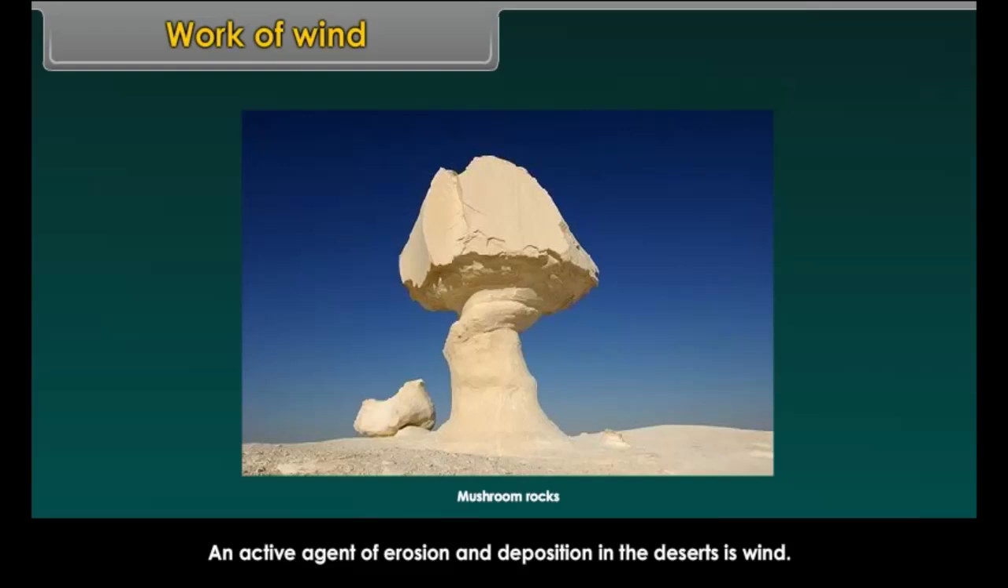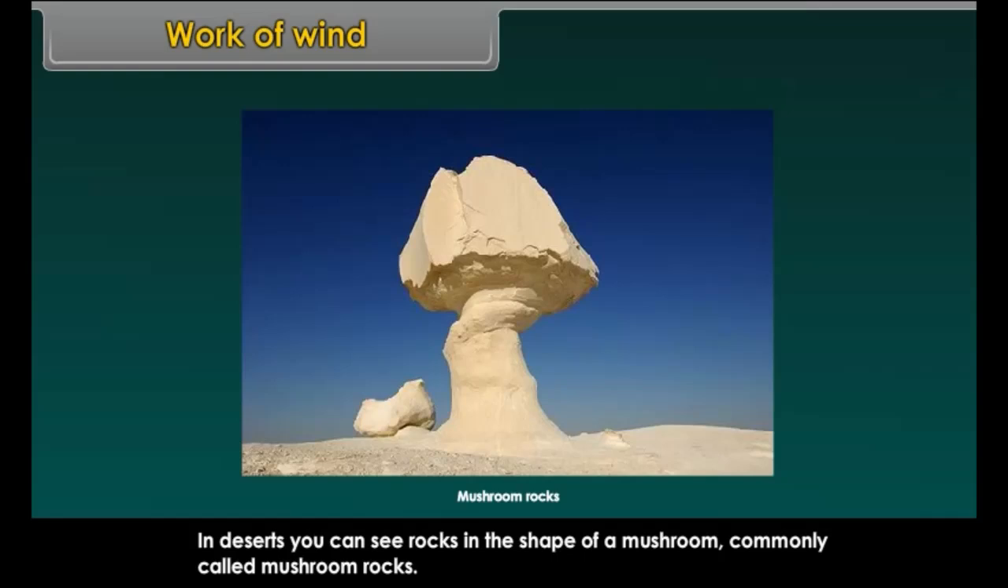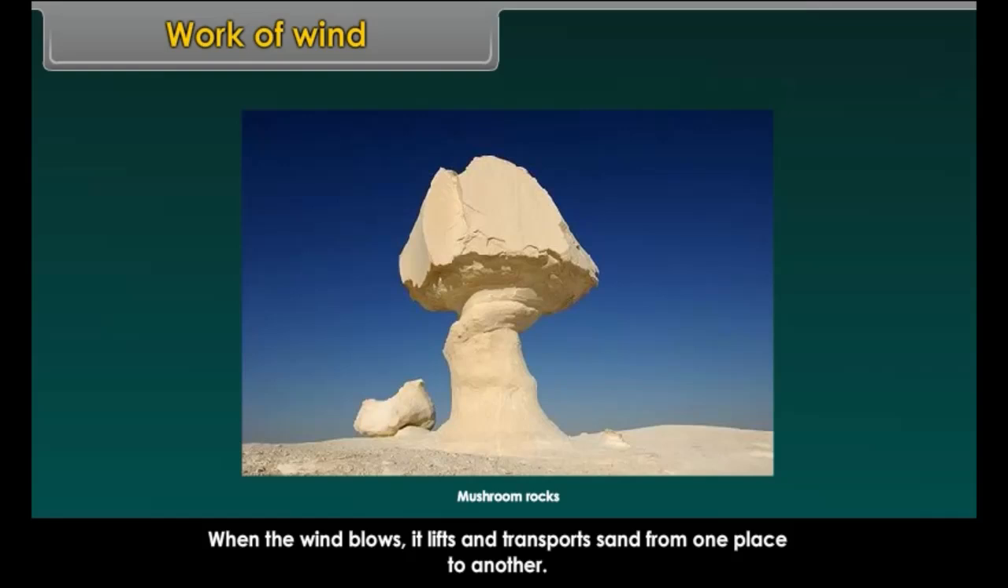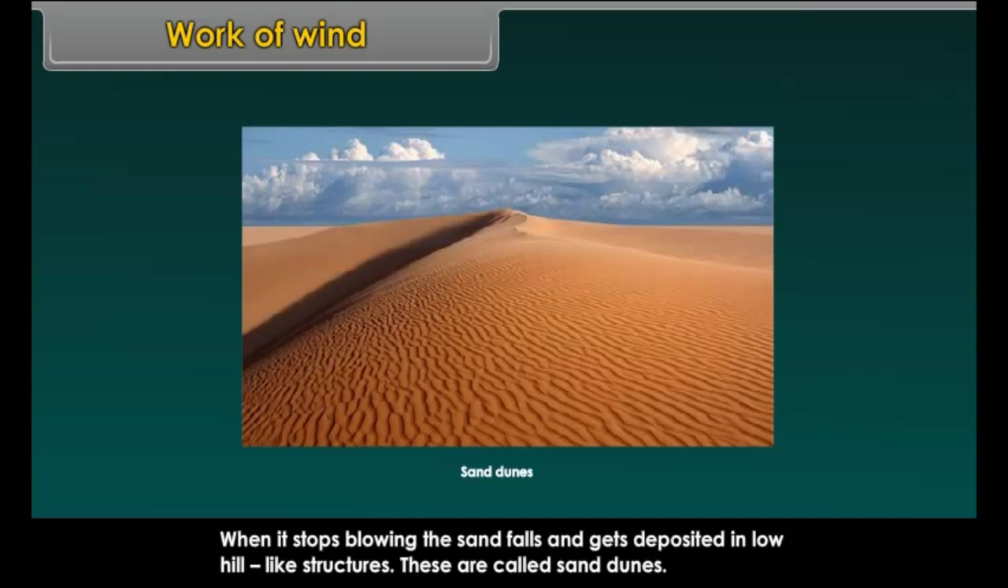Work of wind. An active agent of erosion and deposition in the deserts is wind. In deserts, you can see rocks in the shape of a mushroom, commonly called mushroom rocks. Winds erode the lower section of the rock more than the upper part. Therefore, such rocks have narrower base and wider top. When the wind blows, it lifts and transports sand from one place to another. When it stops blowing, the sand falls and gets deposited in low hill-like structures. These are called sand dunes.